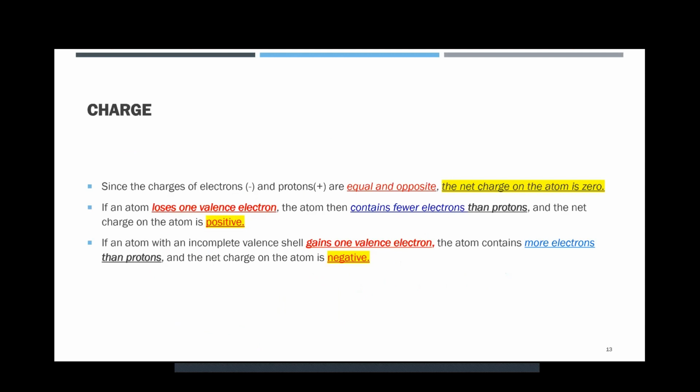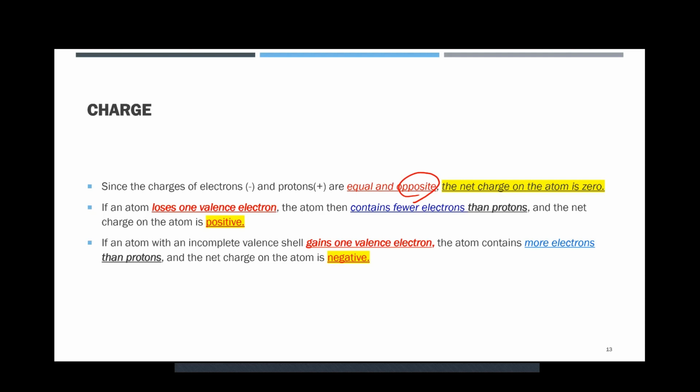Now we're going to learn about charge. In the previous two slides, we learned how the atom consists of its components, how we can calculate them, what the valence shell is, and that each shell has a maximum capacity, which determines the conductivity. Now the charge: the charges of electrons and protons are equal and opposite, so the net charge on the atom is 0.